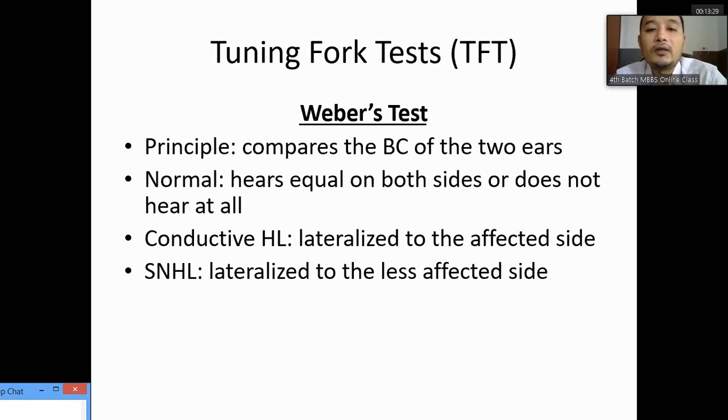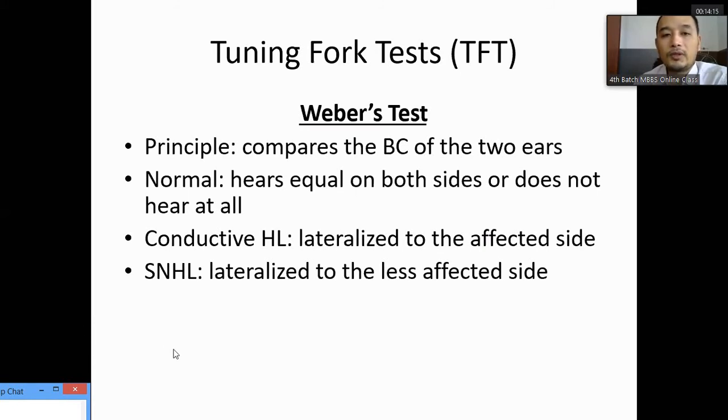In conductive hearing loss, the sound is lateralized to the affected side. And in sensorineural hearing loss, the sound is lateralized to the opposite side, the less affected side or the better ear. There is a different mechanism for the outcomes of this Weber test. The proposed theory is that because the bone vibrates, the normal sound in a normal ear escapes through the external auditory canal. When this canal is blocked, or this escaping mechanism of the middle ear is blocked, there is conductive hearing loss. The perception of sound is more in that ear. That's why in conductive hearing loss, it is lateralized to the affected side.